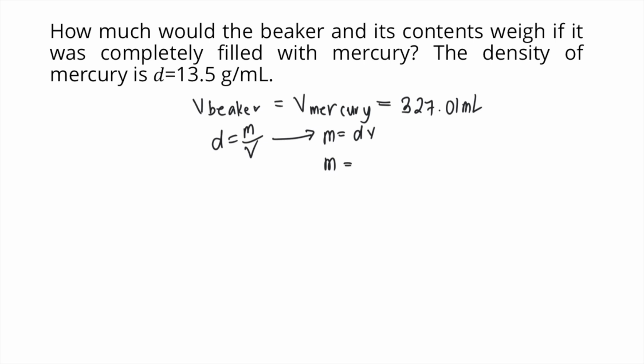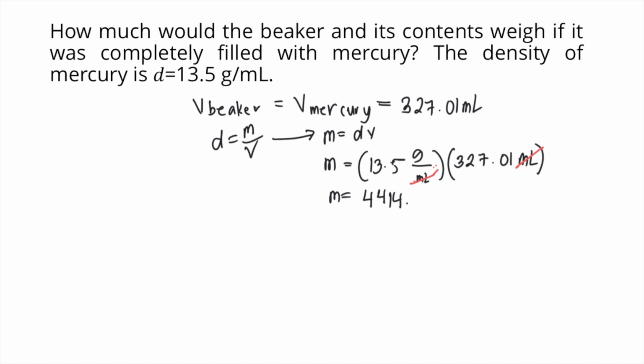So the mass of mercury is equal to the density of mercury, which is 13.5 grams over ml, times the volume of the mercury, which is 327.01 ml. So as you can see here, the ml would definitely cancel out. So if we solve this in our calculator, 327.01 multiplied by 13.5. So the mass of mercury is equal to 4414.635. And of course, the unit for mass would be grams.